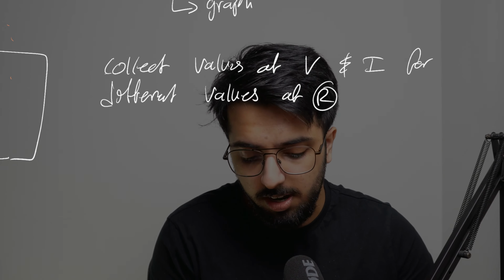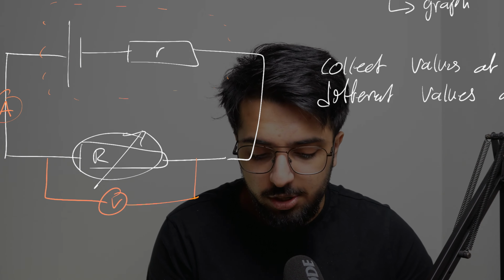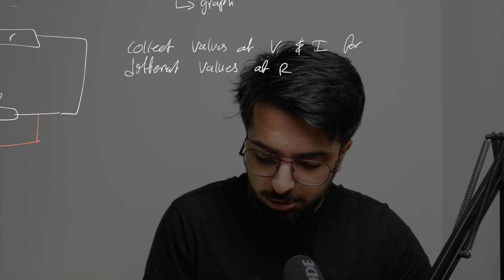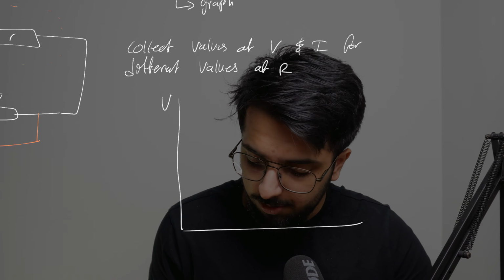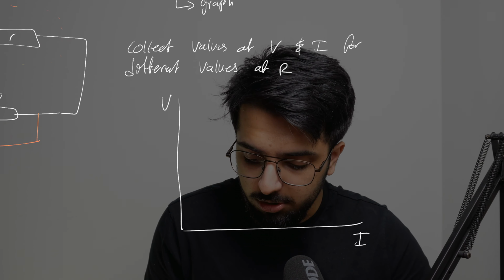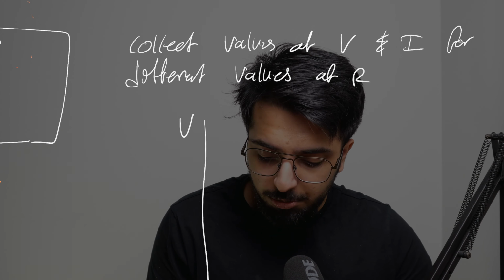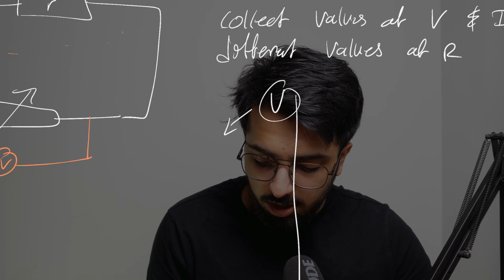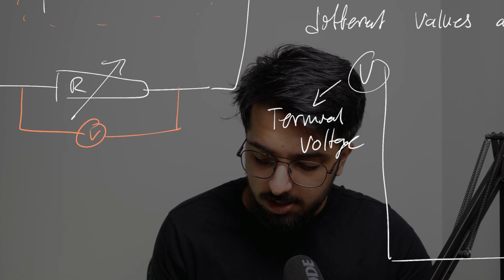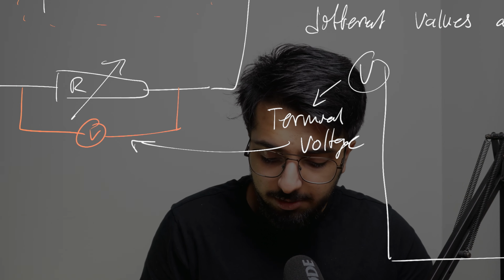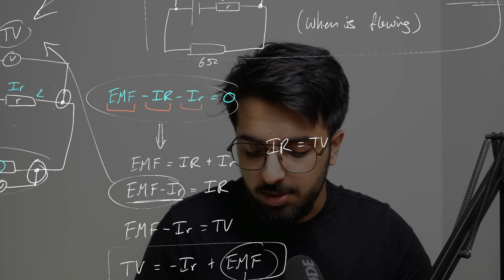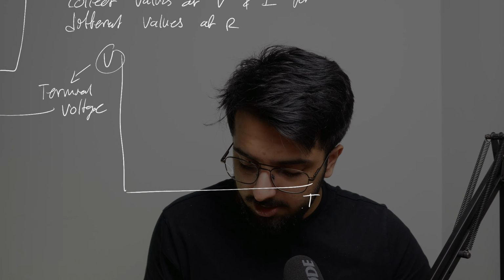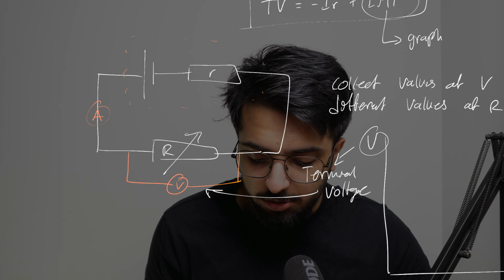Okay, and remember, this is big R, so it's different values of our variable resistor. And so if we were to plot V versus I, so our voltage versus our current, remembering that our voltage is actually the terminal voltage. This is because this is this voltage right here, and that voltage is equal to the terminal voltage as we established up here. And this I value is obviously the current throughout the circuit.